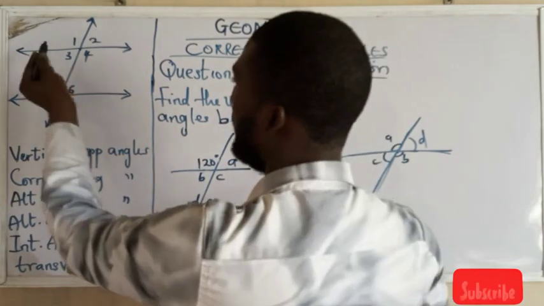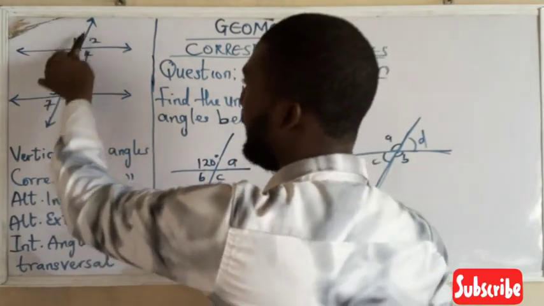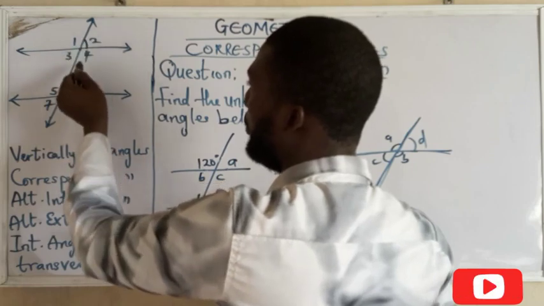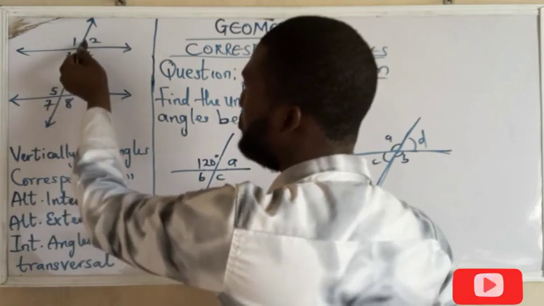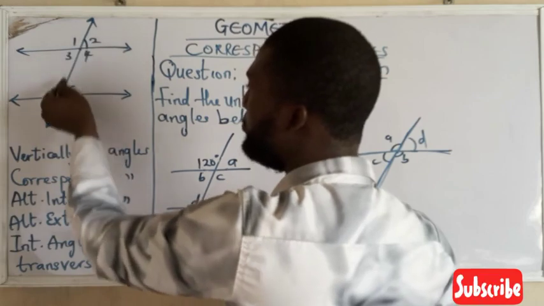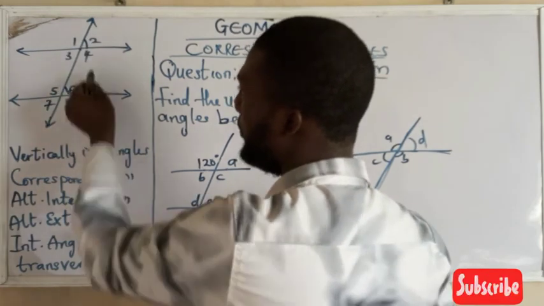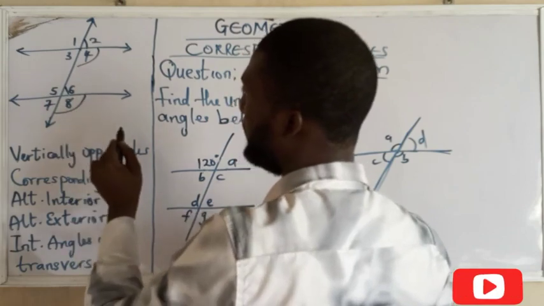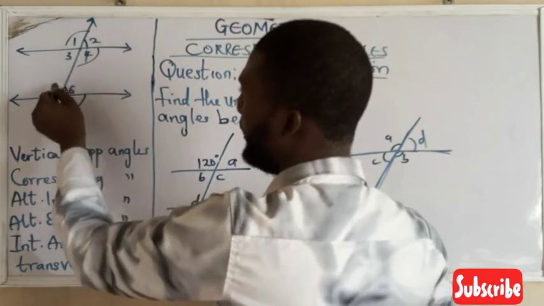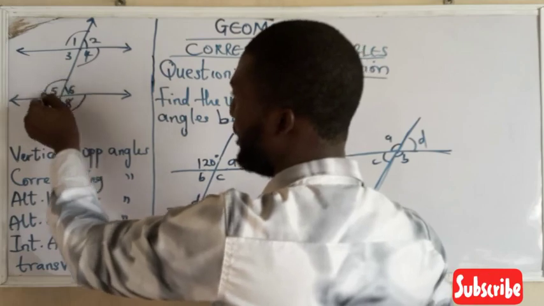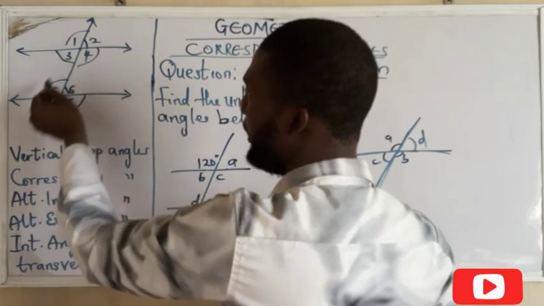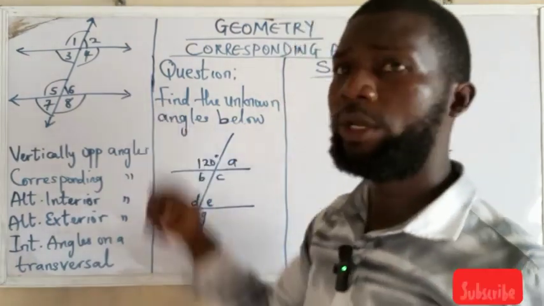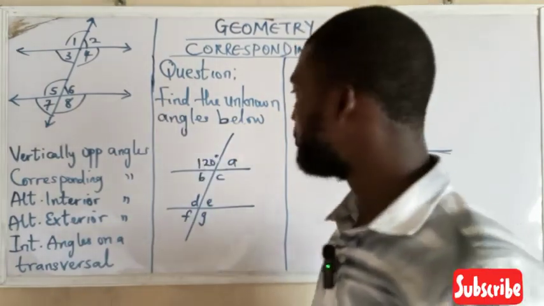As you can see, from the angles formed, angle 2 is in the same position as angle 6. Angle 4 is in the same position as angle 8. Angle 1 is in the same position as angle 5. Then angle 3 is in the same position as angle 7. So from this, we can say that they are all corresponding angles.